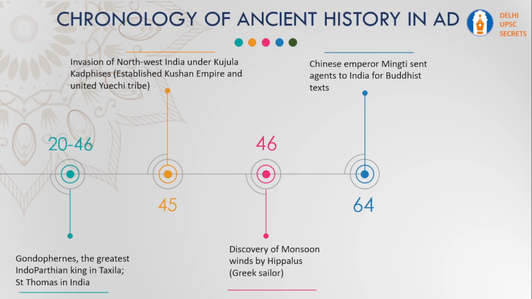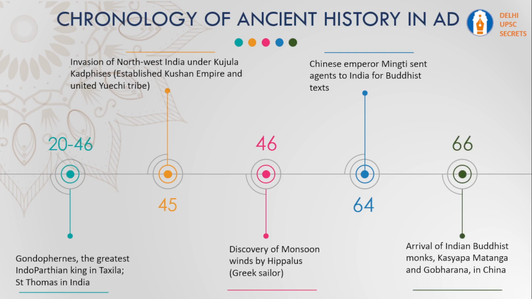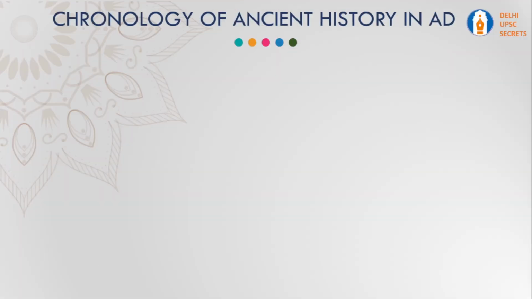So we are moving forward from BC, before Christ, to Anno Domino, which you need to consider. Between this period, there were a huge lot of changes happening in both northern and southern India. And Buddhism spread all over the world, including India. Then next to that, the arrival of the Indian Buddhist monks Kashyapa Matanga and Gobharana in the China region happens in 66 AD.